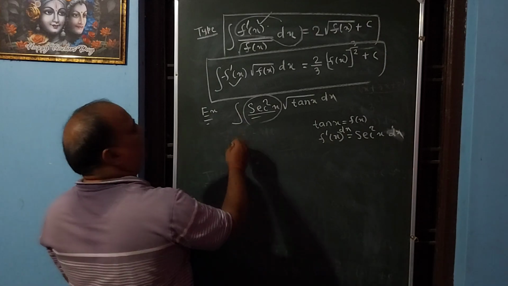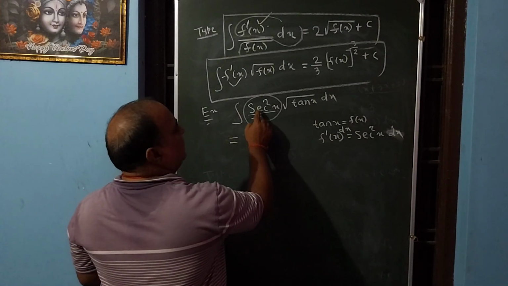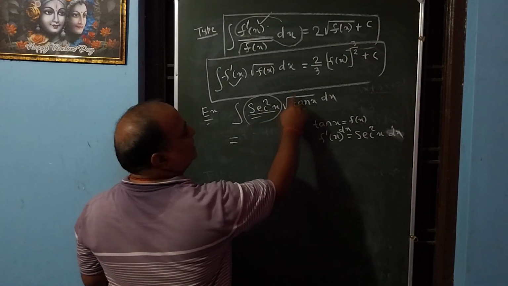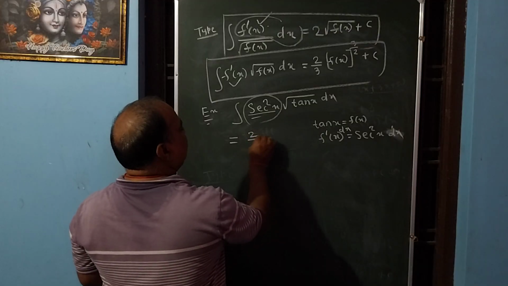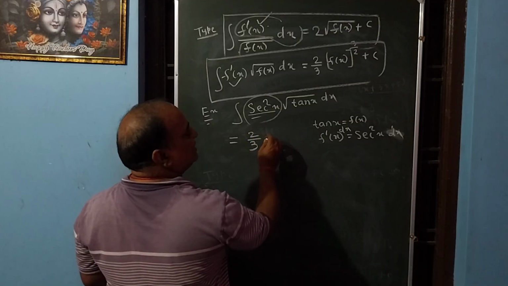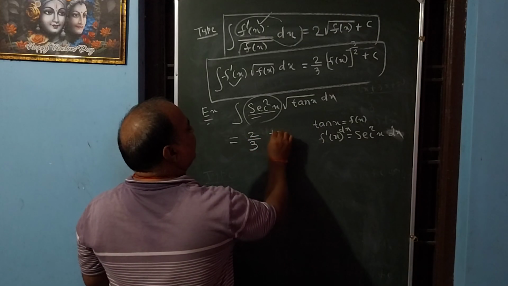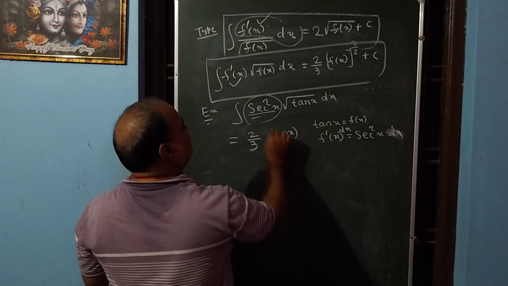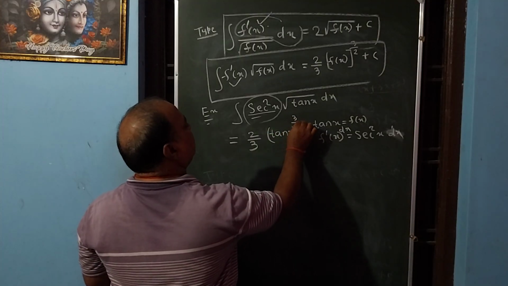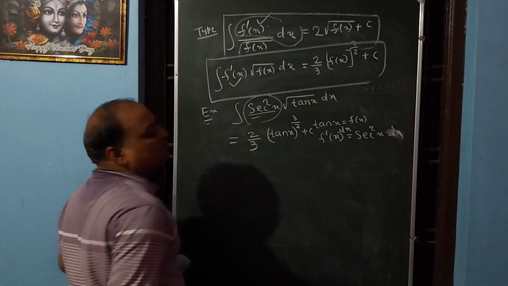So here it is f dash x, here it is fx. So the result will be 2 by 3 fx, fx means tan x, to the power 3 by 2 plus c. This is the answer.